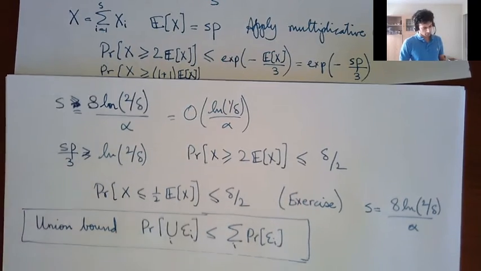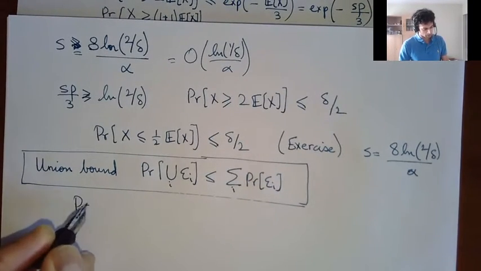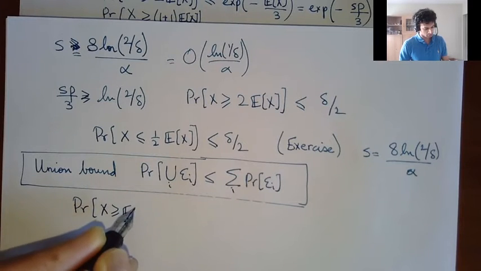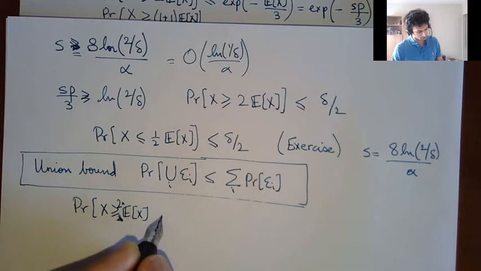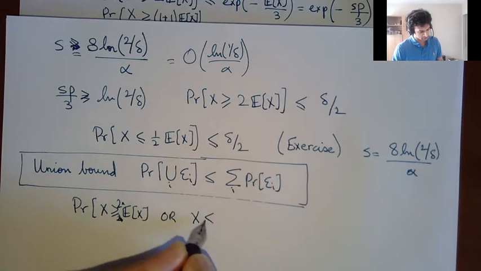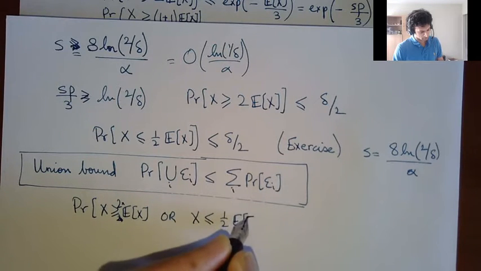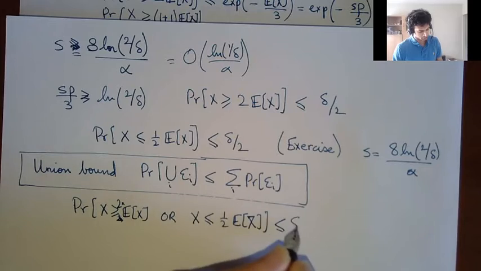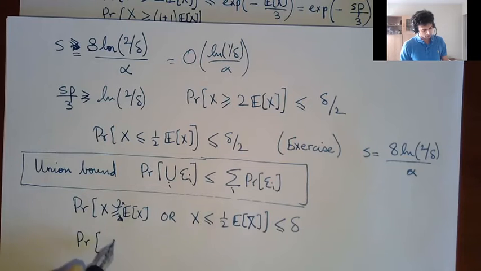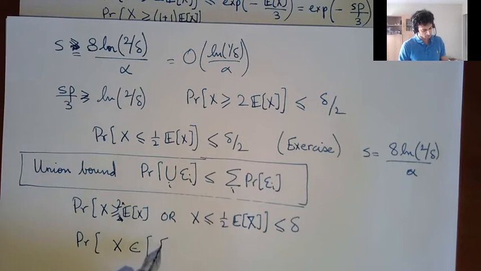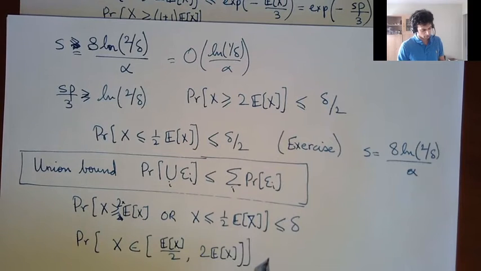So I'm going to apply the union bound over here, and then what I get is the probability that x is greater than 2 times the expectation. I'm sorry, this should be 2 times the expectation, or x is less than half of the expectation, is at most delta, just by summing these probabilities. In other words, the probability that x is in between the expectation divided by 2 and 2 times the expectation, this probability is at least 1 minus delta.